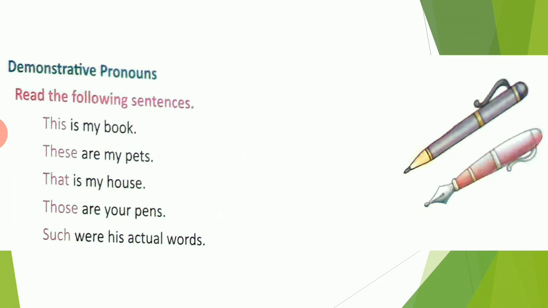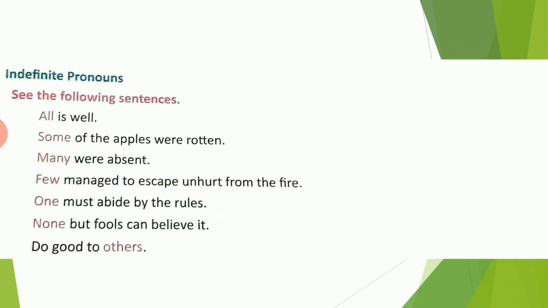The fourth kind of pronoun that we are going to learn is indefinite pronouns. Now see the following sentences, read them carefully. All is well. Some of the apples were rotten. Many were absent. Few managed to escape unhurt from the fire. One must abide by the rules. None but fools can believe it.